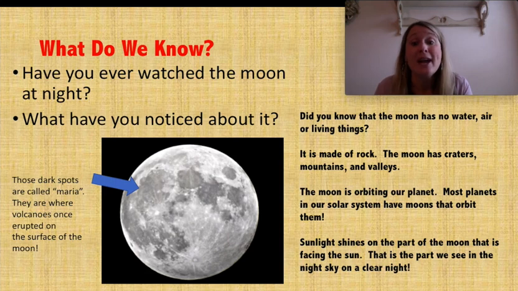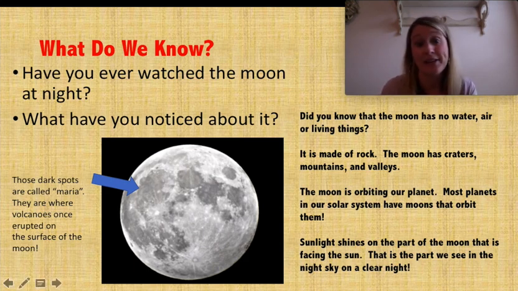So why can we see the moon? Well, sunlight shines on the part of the moon that is facing the sun as it is orbiting the Earth. So that's the part that we see in the night sky on a clear night because the moon is reflecting the sun's light. It doesn't give off light of its own, right?